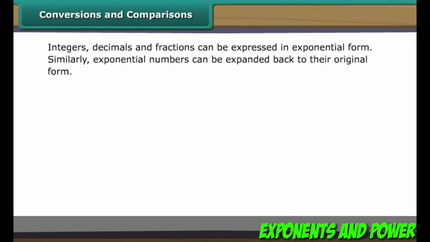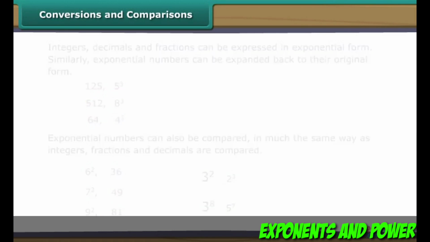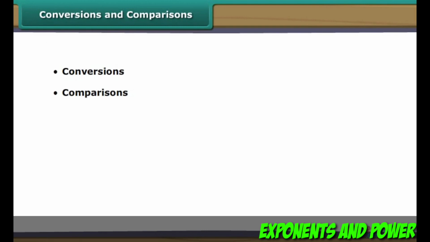Conversions and comparisons. Integers, decimals, and fractions can be expressed in exponential form. Similarly, exponential numbers can be expanded back to their original form. Exponential numbers can also be compared in much the same way as integers, fractions, and decimals are compared. Let us take a look at conversions and comparisons of exponential numbers one by one.